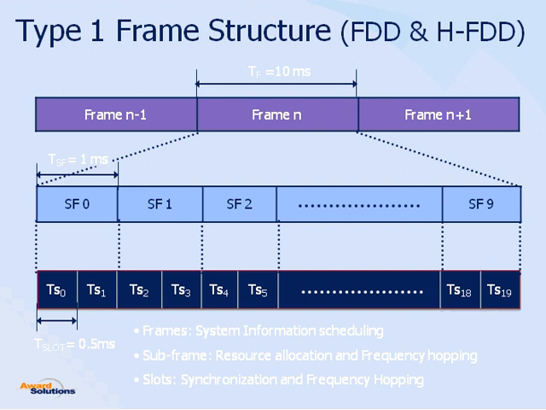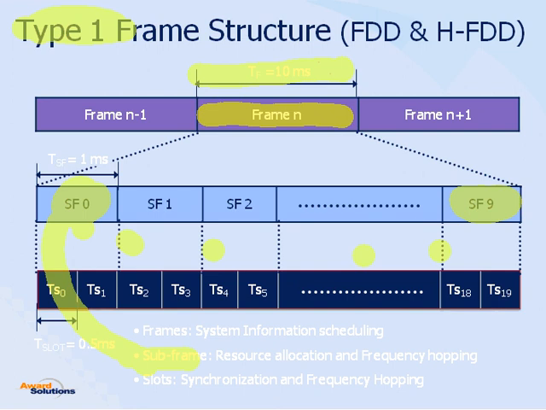As I mentioned, we'll be focusing on FDD, frequency division duplexing. That's why we are showing you here the type 1 frame structure. We have a 10 millisecond radio frame, and within that 10 millisecond radio frame, we have 10 subframes, subframe 0 all the way up to subframe number 9. Those are the subframes that we have, 10 subframes in one 10 millisecond frame.